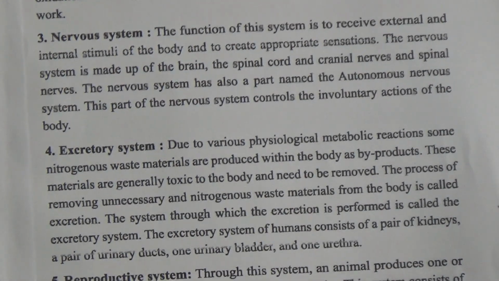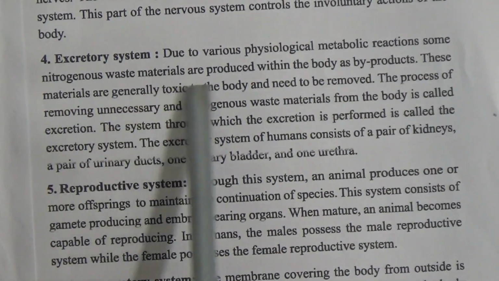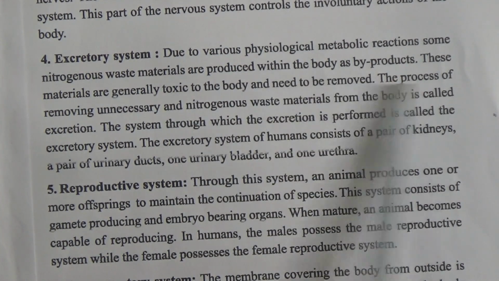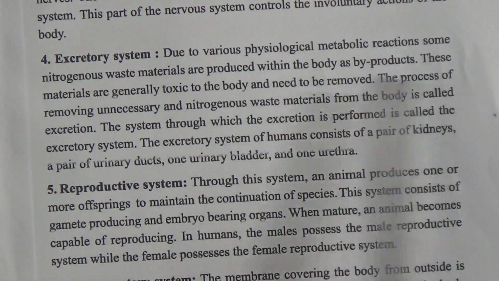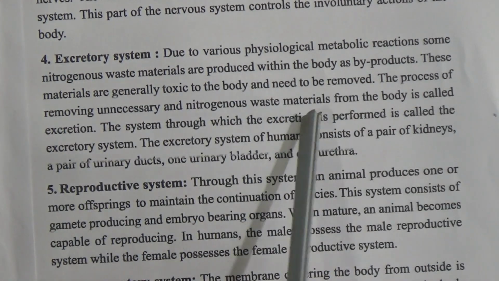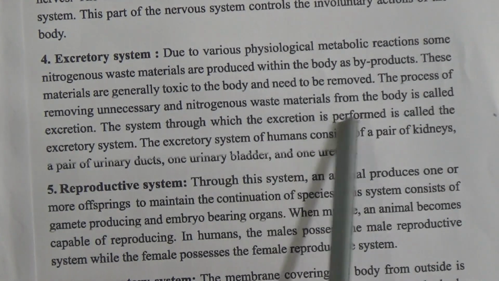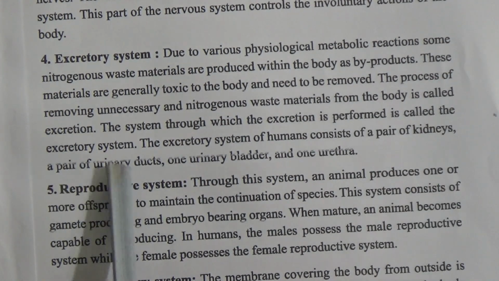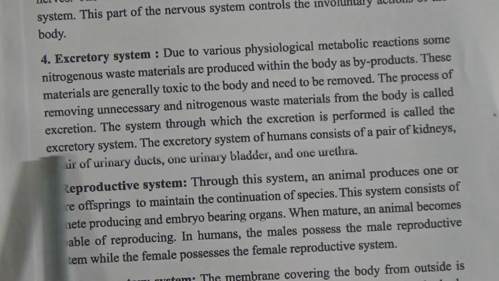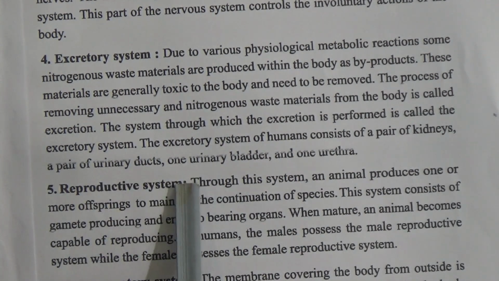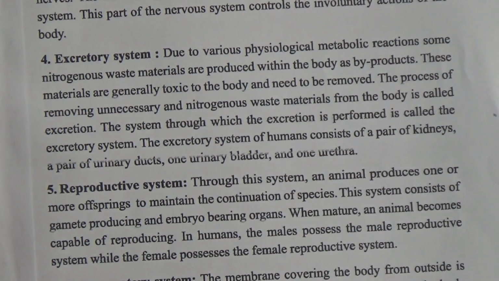Now, excretory system. Due to the various physiological metabolic reactions, some nitrogenous waste materials are produced within the body as byproduct. These materials are generally toxic to the body and need to be removed. The process of removing unnecessary and nitrogenous waste materials from the body is called excretion. The system through which excretion is performed is called the excretory system. The excretory system of human consists of a pair of kidneys, a pair of urinary ducts, one urinary bladder and one urethra.